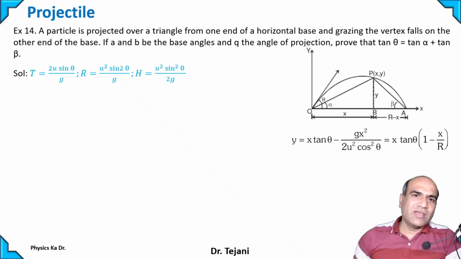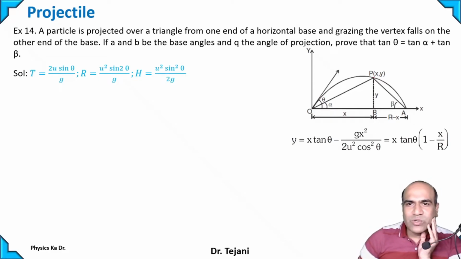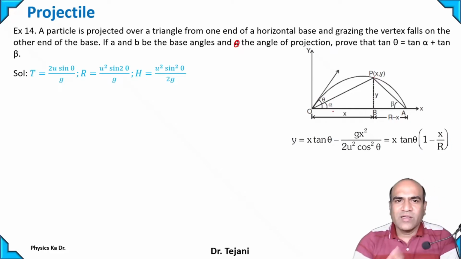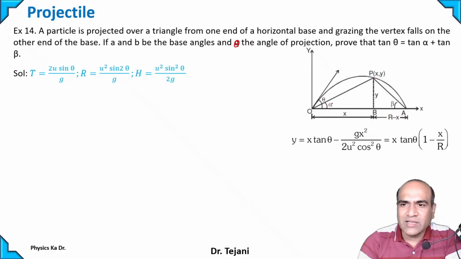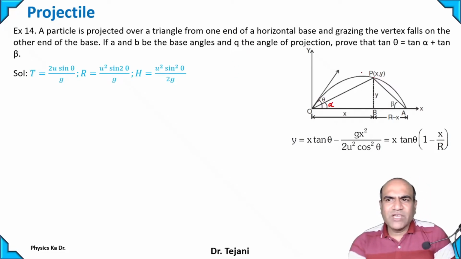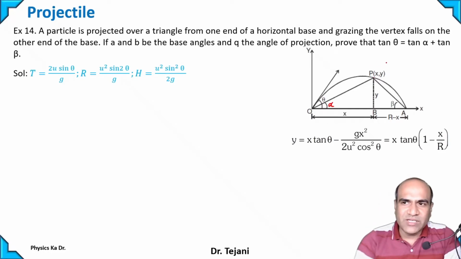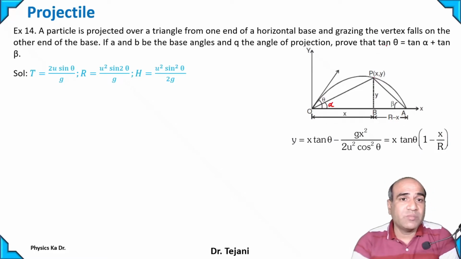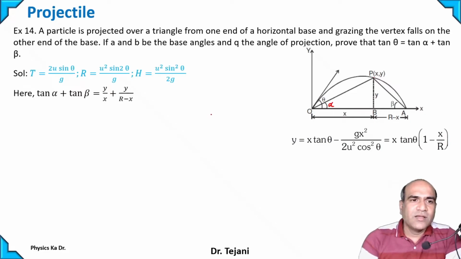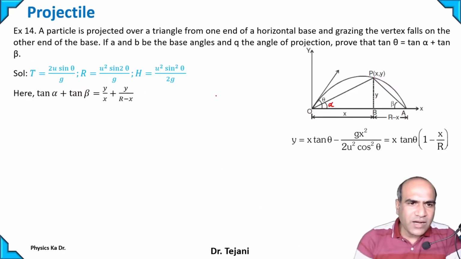If alpha and beta are the base angles, and let us assume theta is the angle of projection. Alpha and beta are the angles of the triangle, and theta is the projection angle. We need to prove tan theta is equal to tan alpha plus tan beta. This may be given as option A, B, C, D in the examination. That's possible.